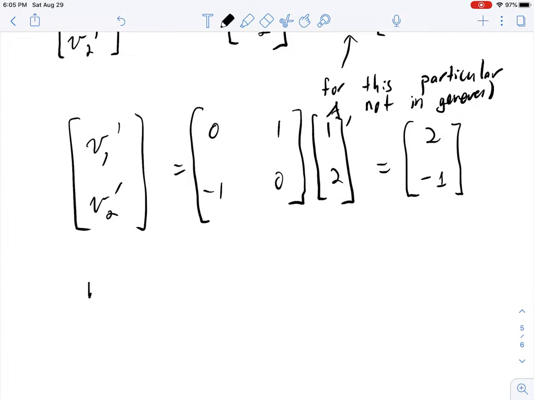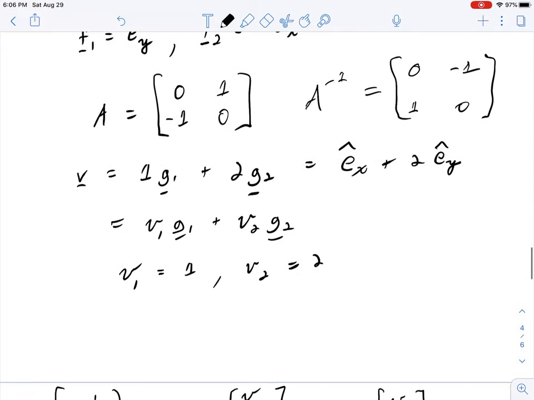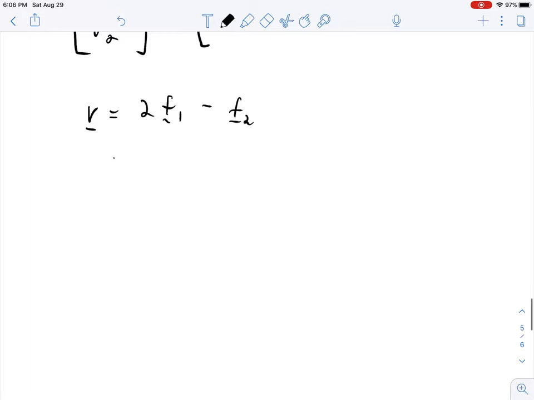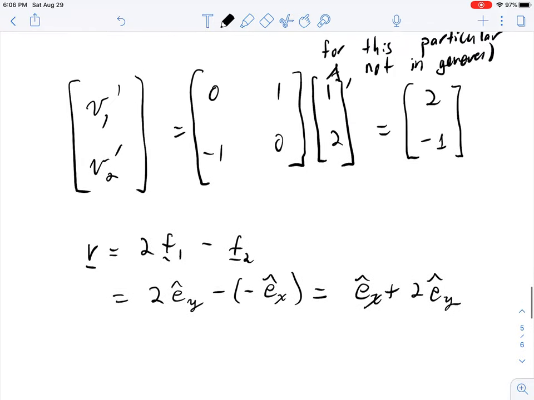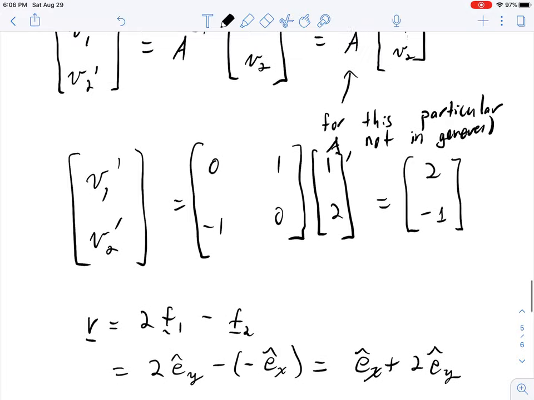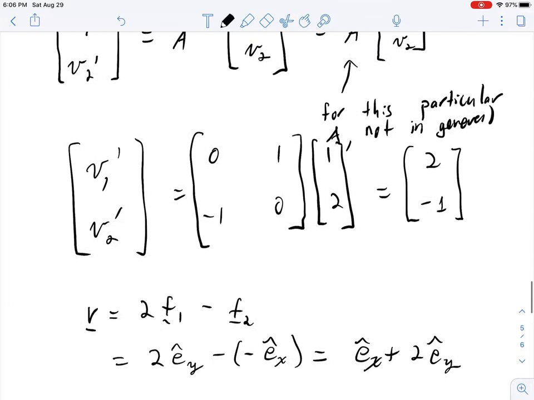All right, so then we should have V is equal to 2 times F1 minus F2. Well, F1 is EY and F2 is minus EX. So that is equal to 2 EY minus minus EX, which is equal to EX plus 2 EY, which is what we defined V to be equal to. And so that's a way of checking that, you know, the coordinates do in fact go with the inverse transpose, and not with the inverse or the transpose.